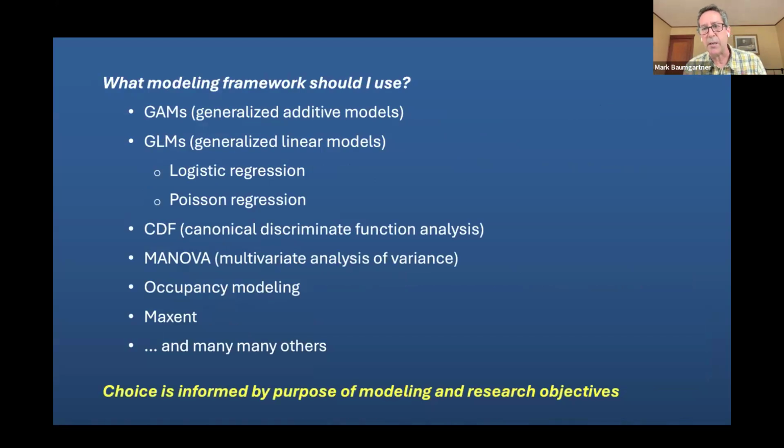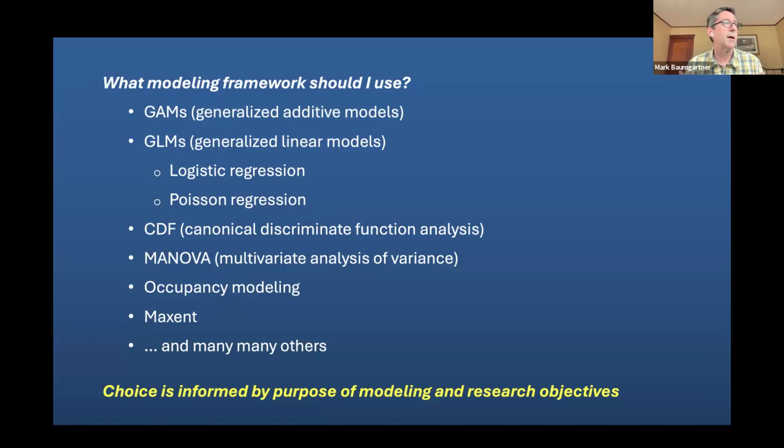There's a bazillion modeling frameworks that you could use. Generalized additive models are extremely popular, and in my mind are often poorly understood and overused, not necessarily the best tool for the objectives. And that's the point. There's nothing wrong with generalized additive models. It's just they should be applied to problems that are good for generalized additive models to address. There's also generalized linear models, such as logistic or Poisson regression, that I find to be handy. They're not good for all problems.